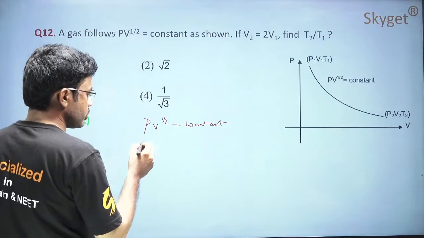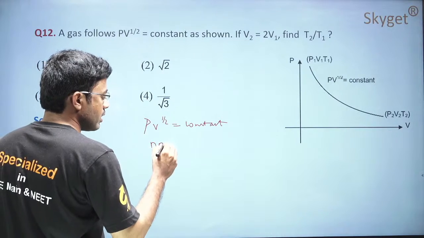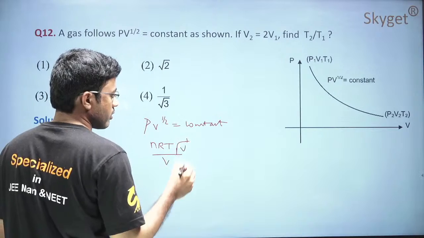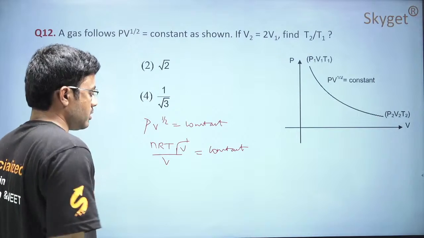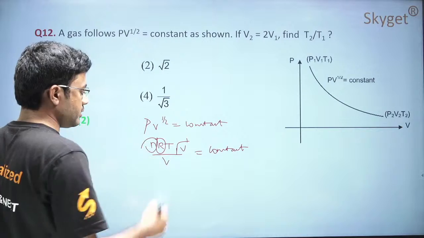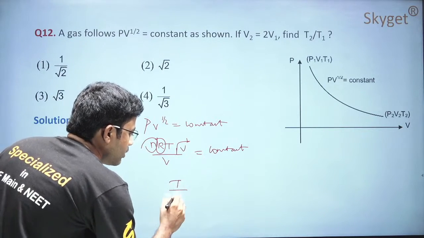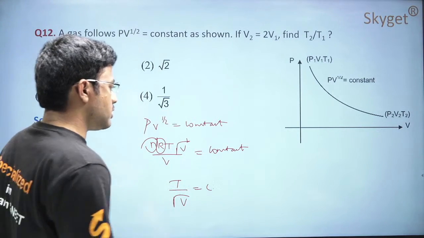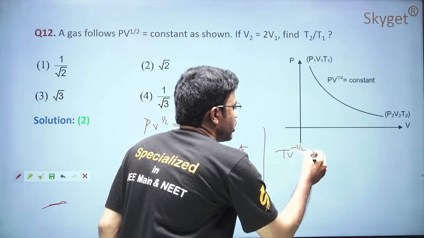So obviously, as you know, PV is equal to nRT. You can write P is equal to nRT by V, into V power 1 by 2, that is square root of V, is constant. From this, small n is constant, obviously R is constant, and T into root V by V you can write as T by root V is constant. So T by root V is constant means you can write T V power minus 1 by 2 is constant.